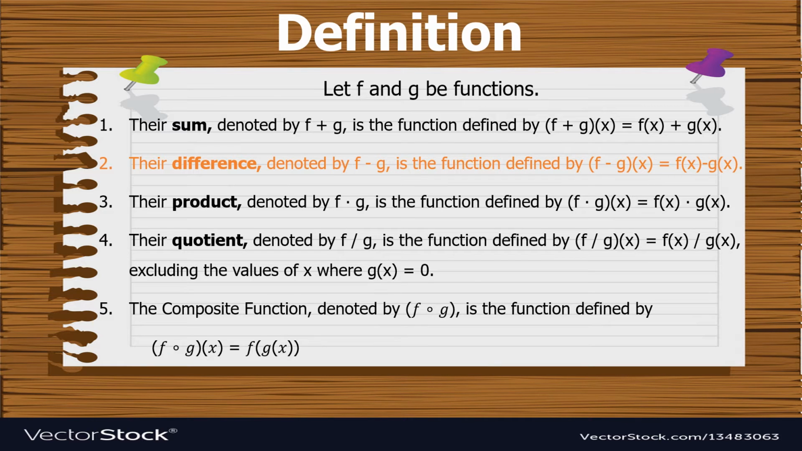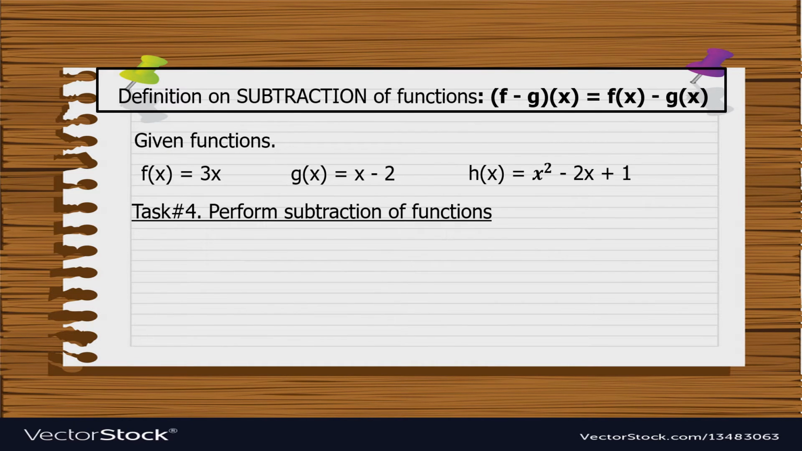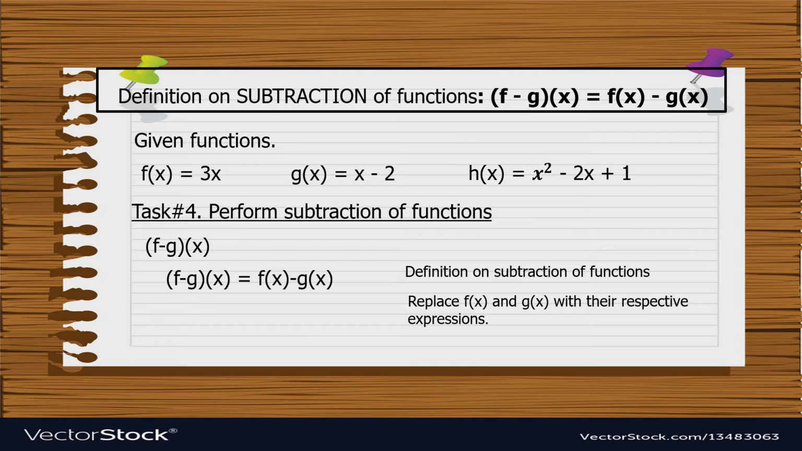Now, we will learn how to find the difference of functions. So for your task number 4, find the difference of f of x and g of x. We know that f minus g of x equals f of x minus g of x. Now, replace f of x and g of x with their respective expressions. So f of x minus g of x equals 3x minus quantity x minus 2.